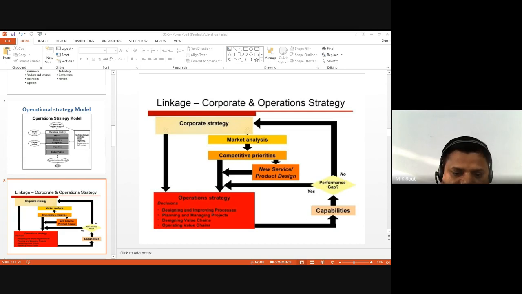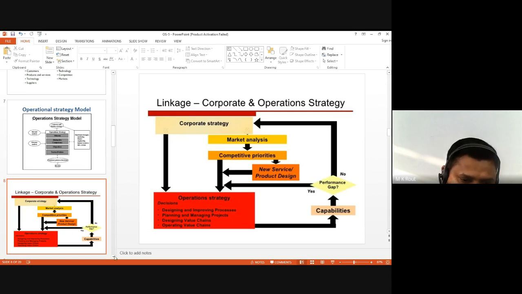Moving to the next part. Finally, if you go to the operational strategy point, starting from design, then planning, then designing in case of value chain or operating value chains, if you find any kind of difficulty or a particular gap in between, this gap performance is directly communicated to your corporate strategies. So this is the whole scenario whenever you link the corporate as well as operational strategy.